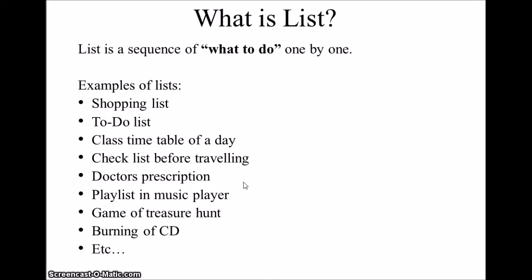Then what is a list? First let us understand what a list is, then we'll see what a linked list is. List is a sequence of things to do, one by one. In our day-to-day life, we come across various lists. You have seen a shopping list, to-do list, a class timetable of a day. From morning 8 to 9, one class will be there, 9 to 10, another class. After the second class, the third class, and also a checklist before traveling.